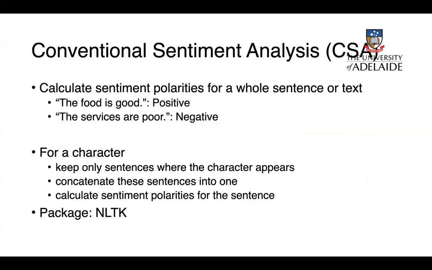The second method we use is conventional sentiment analysis, CSA. It calculates sentiment polarities for a whole sentence or text. For example, for the sentence, the food is good, the sentiment should be positive. And if the sentence is the services are poor, the sentiment polarity should be negative.